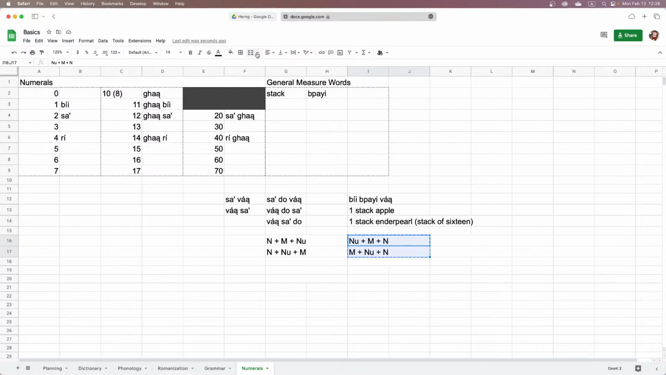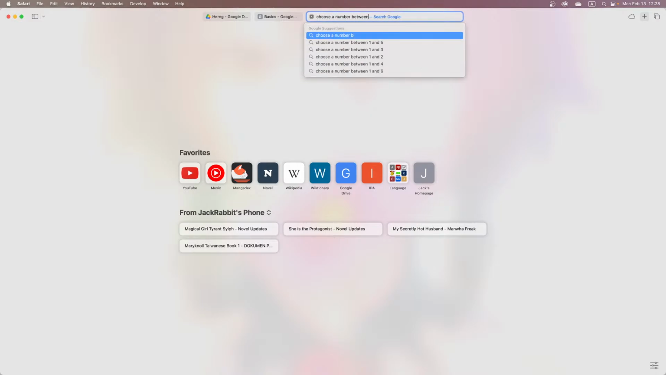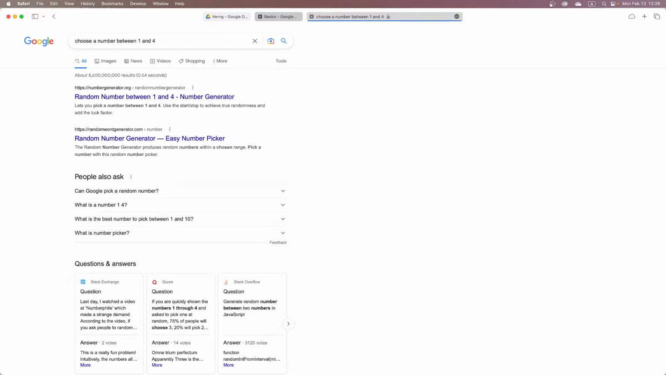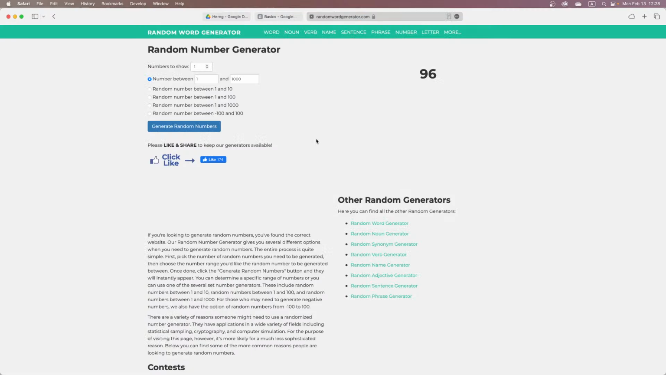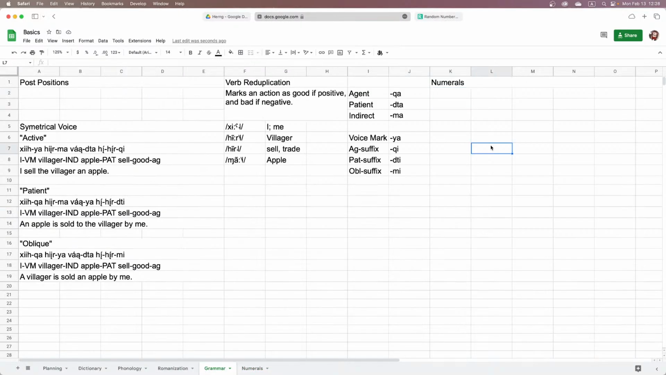Whenever I have trouble deciding something in a conlang, I like to do a game called. Okay, I was just gonna do this. But yeah, let's choose adjective order.